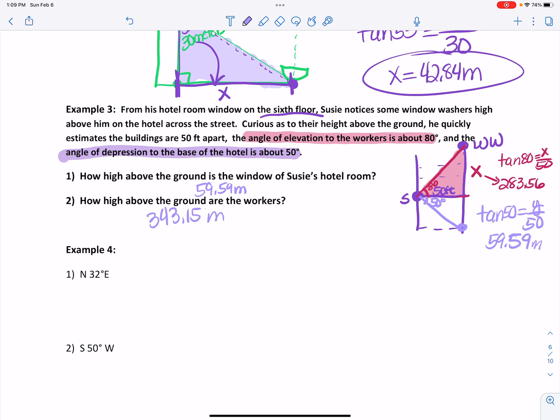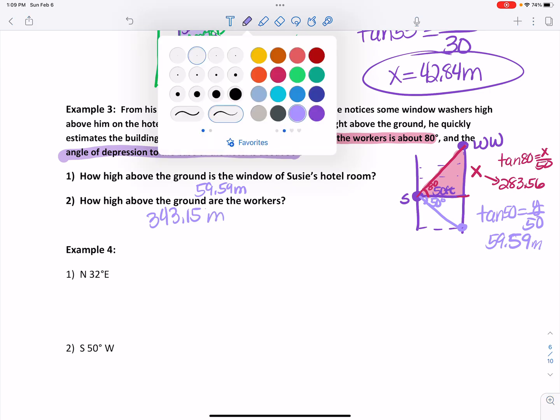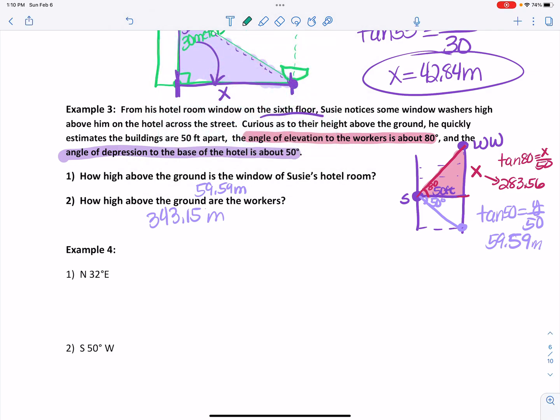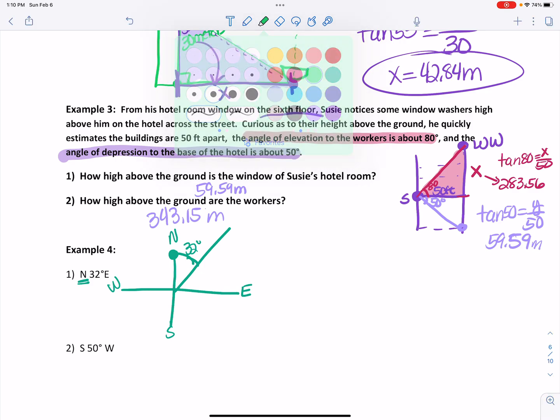Okay. Now, on the next ones, these get a little confusing. These are going to take a little bit of thinking. So when you draw them, you have this is north, south, this is west, east. You're starting on the north line, so put a dot on the north line, and you're going to the east 32 degrees. That's where that angle is. That angle is actually inside here because it's going north to the east.